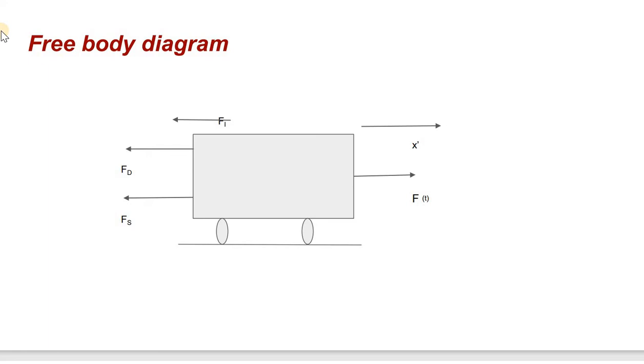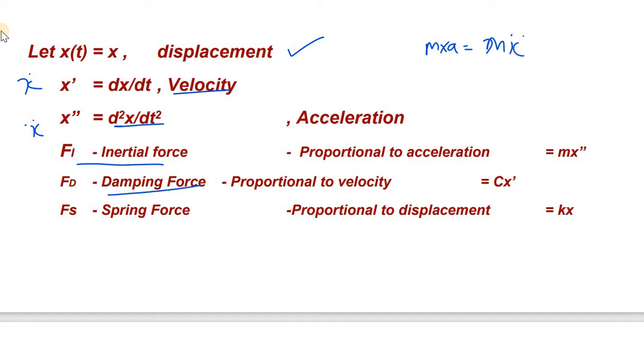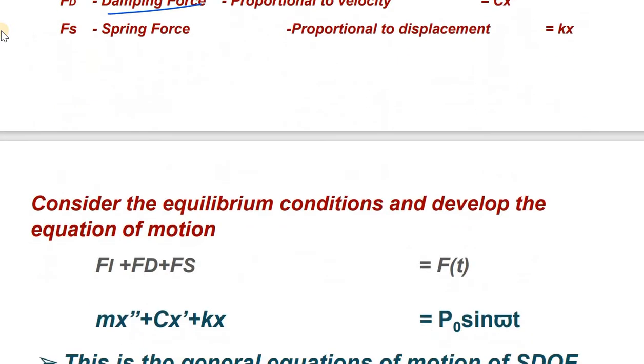So this is a free body diagram. Here x is the displacement. You all know that x dot is the velocity and x double dot is the acceleration. Then three forces will be there. One is the inertia force, which according to Newton's second law is m into acceleration, and acceleration here is x double dot. The damping force is given as c into velocity, and the stiffness force is k into x. So these are the forces that are acting.